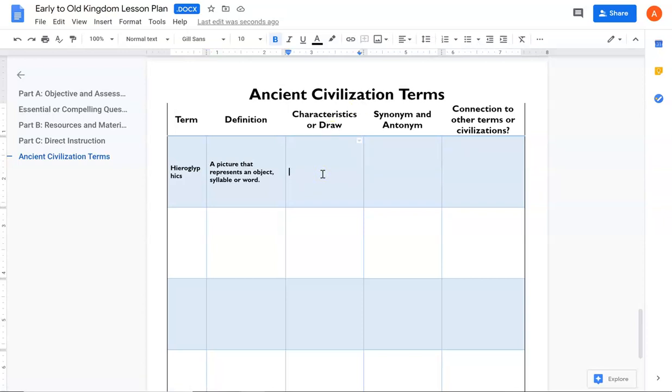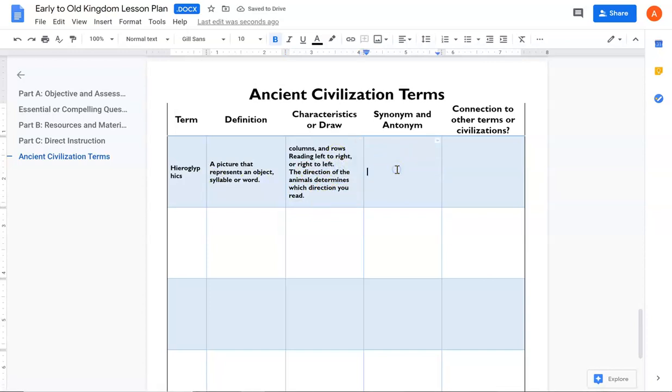And then here is where I can write some characteristics or draw an image. So for my purposes, I'm going to write some characteristics. So I can put columns and rows, reading left to right or right to left, and then the direction of the animals determine which direction you read. So I just wrote out some basic things to help me remember some characteristics of hieroglyphics.